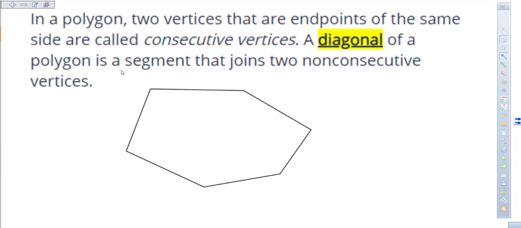Hi, today we're going to look at angles of polygons. So first, before we can get into the angles of polygons, we have to remind ourselves what a polygon is and look at diagonals. So remember, a polygon is a closed figure.